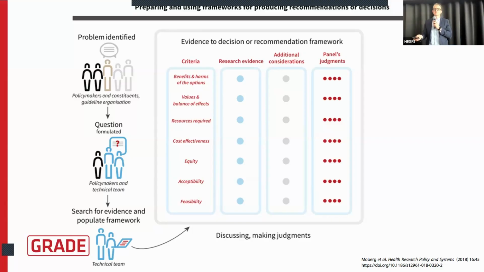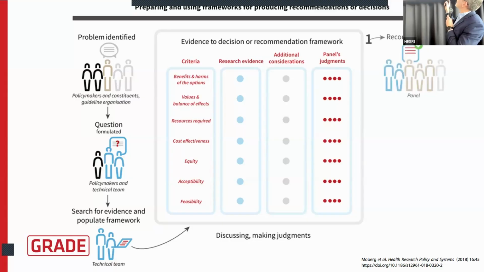Benefits and harms, of course, but also values and how people value different health states, resources required, cost effectiveness, equity, acceptability, and feasibility. And ideally, what we would have is synthesized research evidence for all of these criteria. And so we'd be able to actually do systematic reviews of the research which inform the values criteria and the cost effectiveness criteria, the equity criteria, etc.